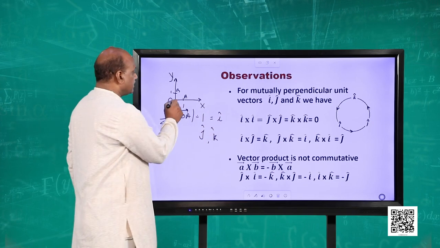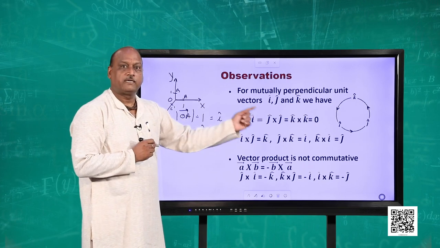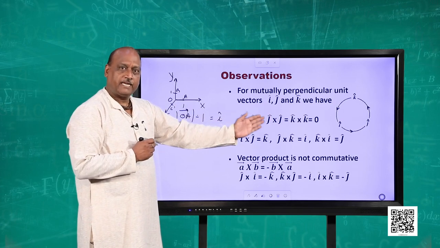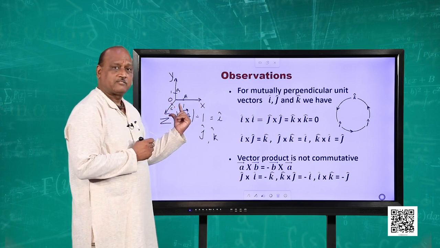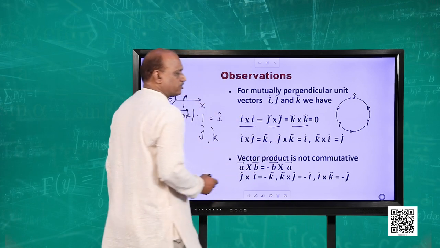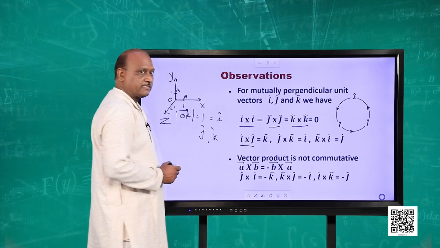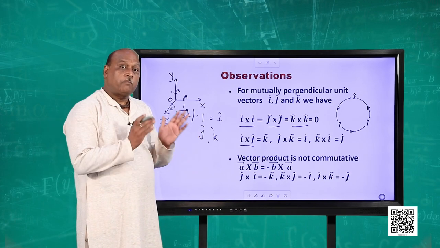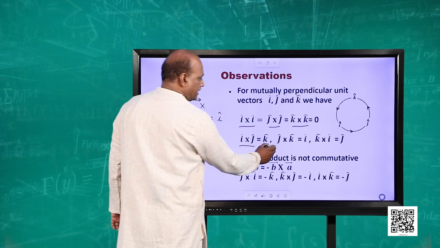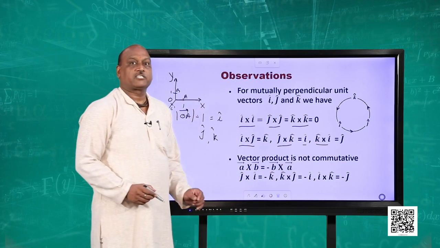I cross i means both are parallel, so the angle theta is 0. J cross j, both parallel to the y axis, angle theta is 0. K cross k means both parallel to the z axis, so theta is 0. Hence, i cross i, j cross j and k cross k will be 0. And if i cross j, the direction is perpendicular to i and j, which means k cap. For j and k, the direction is i cap, and k cross i, the direction will be j cap.